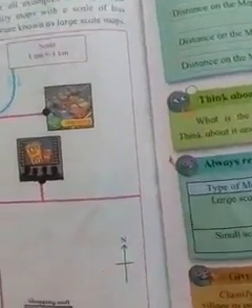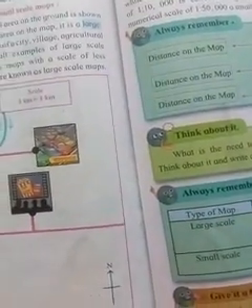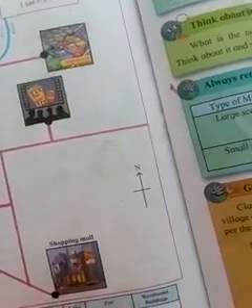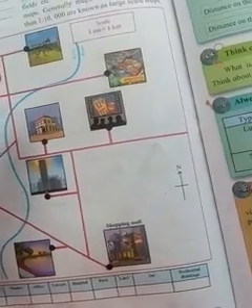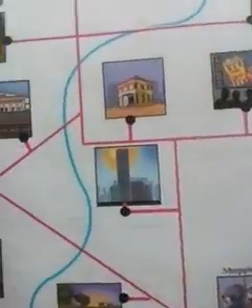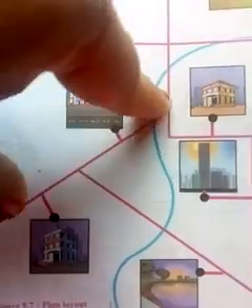Then health center, where is the health center? Shopping mall. Health center to library, where is the library? Here, health center to library.